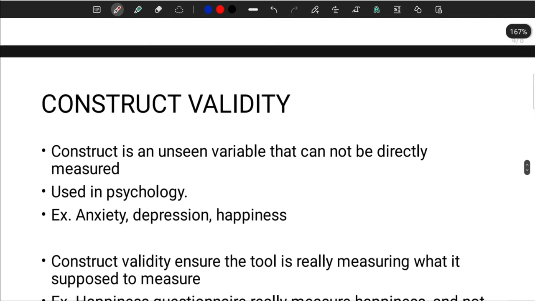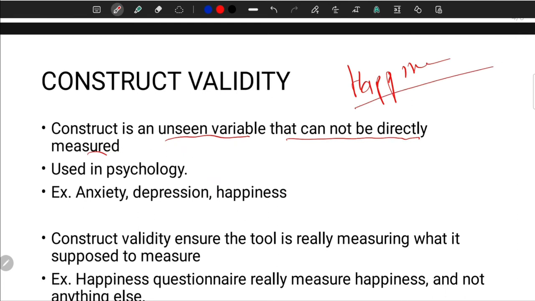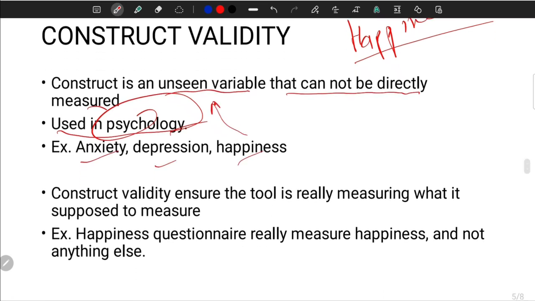Now the construct validity. A construct is an unseen variable that cannot be directly measured, like happiness. We can't measure happiness directly. Any psychological variables you can take, like anger, anxiety, sadness, happiness, emotions, we can't measure them directly. So it is usually used in psychology. For example, anxiety, depression, happiness are the constructs, unseen variables.